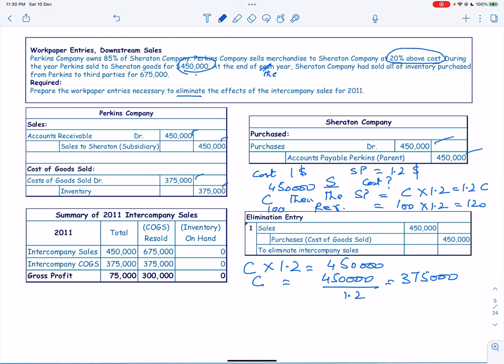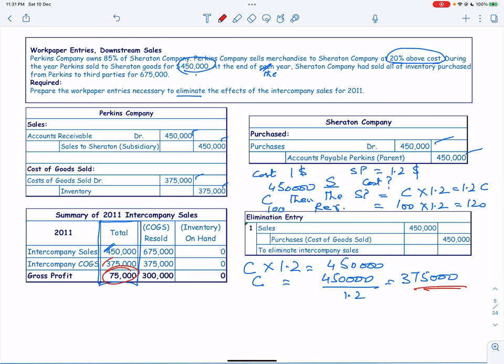Now, let me explain a little bit of this summary of intercompany sales. The first column over here represents the sales and cost of goods sold by the parent company to the subsidiary. They have sold to the subsidiary for 450,000, and the cost of goods sold we have calculated is 375,000 for the parent, so they make a gross profit of 75,000.